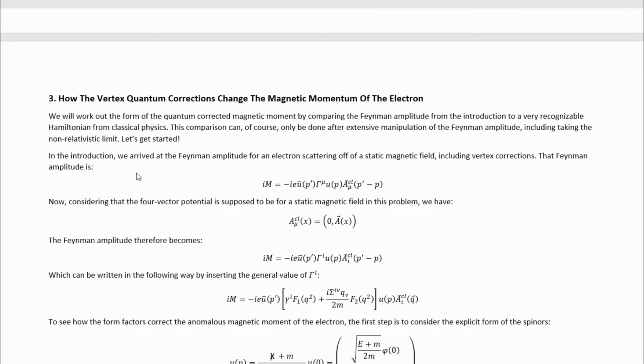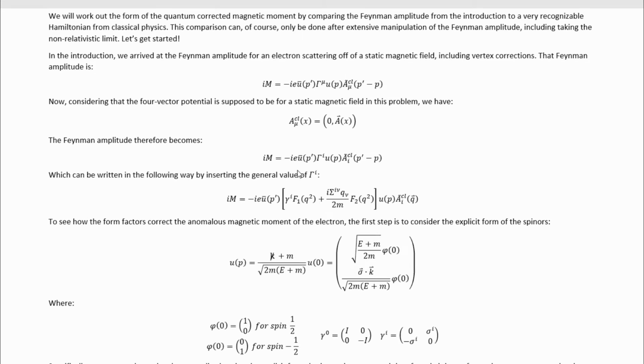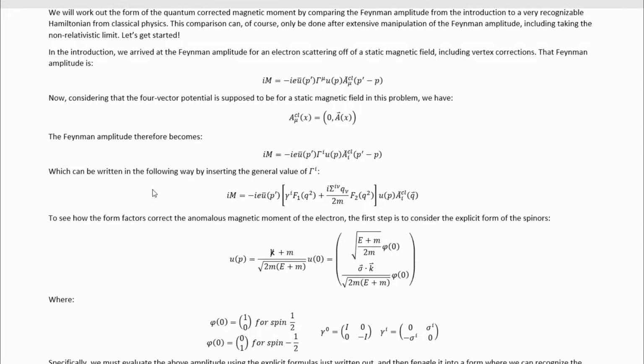So let's get started. In the introduction, we arrived at the Feynman amplitude for an electron scattering off of a magnetic field, including vertex corrections. The Feynman amplitude is this. Now, considering that the 4-vector potential is supposed to be for a static magnetic field in this problem, we have this. We can plug that into the Feynman amplitude, which gets us here.